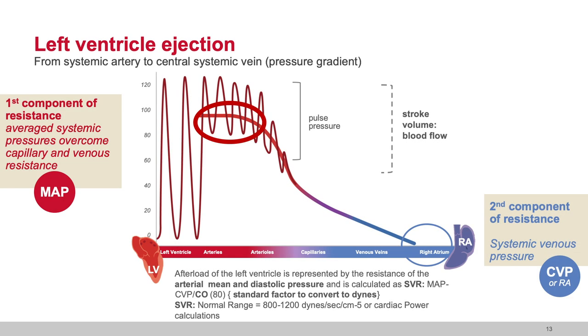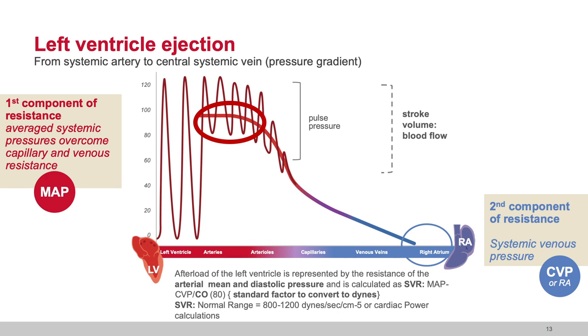So now let's look at it from a left ventricular perspective. Same concepts, but a little bit different values. The left ventricle generates that power and ejects against the systemic artery. Again, you have a circle that is signifying your mean pressure. The mean pressure continues to force that blood all the way through your capillaries, into your veins, and back into your right atrium to ultimately fill your right ventricle. So the first component of resistance is mean arterial pressure, and the second component of resistance is CVP.